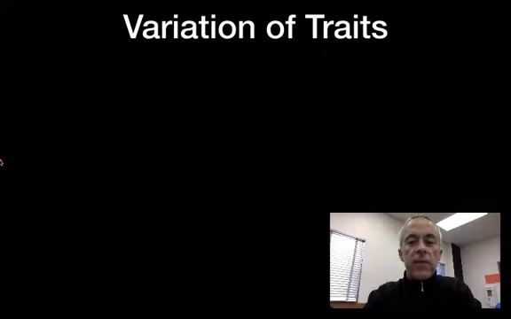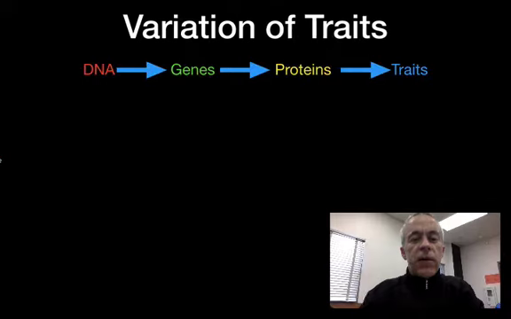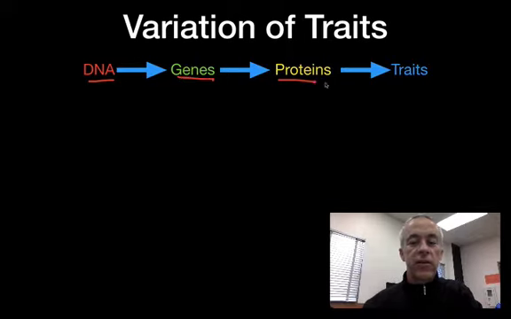Today we're going to spend a little time talking about how we can have variation of traits, or how we have different versions of all the traits that make us who we are. And if you recall from last time, we talked about how our DNA contains specific segments called genes. And within these genes are the instructions that we use to make proteins, and then the actions of these proteins give us our physical traits. And these are the things that make us different from one another.